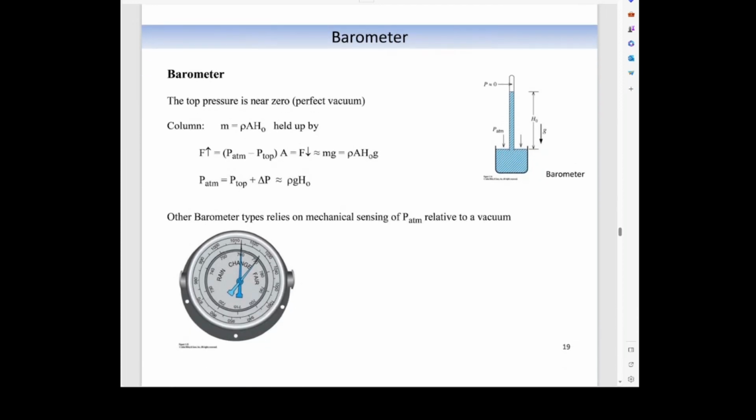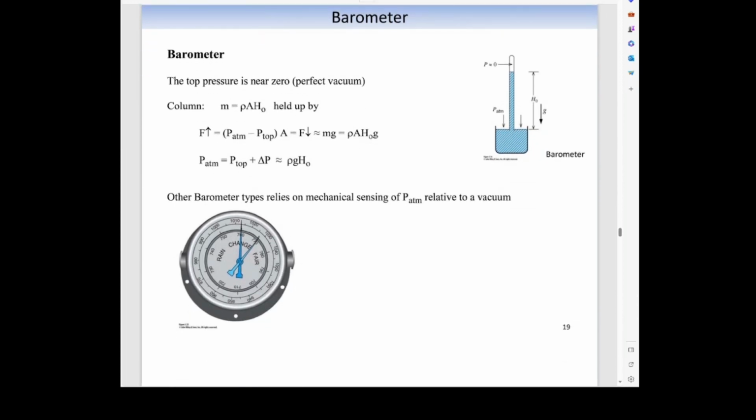The next device to look at is a barometer. A barometer is just used to measure atmospheric pressure. For the barometer problem, one of the things required here is that we have a vacuum inside the tube, a perfect vacuum. The atmospheric pressure here results in this column being held up at a certain height.